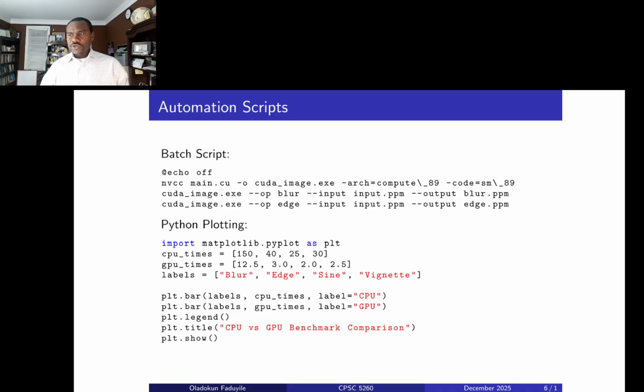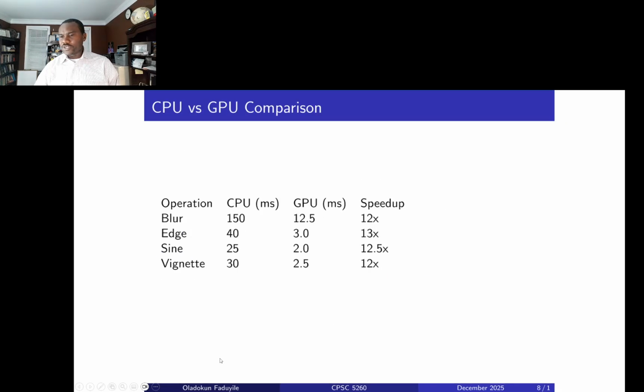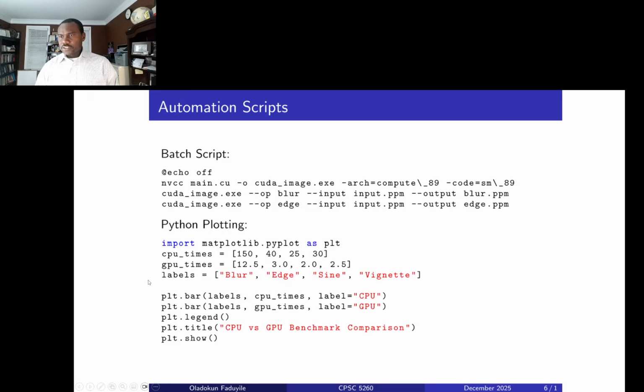For the one that we use, it was able to get information, look at the input ppm, which is the ppm that was created, and then take that image and blur the image, and then it outputs a blur ppm. So basically, this script creates a batch script that runs all four operations sequentially, and then logs the timing, because I want to look at the performance of each operation.